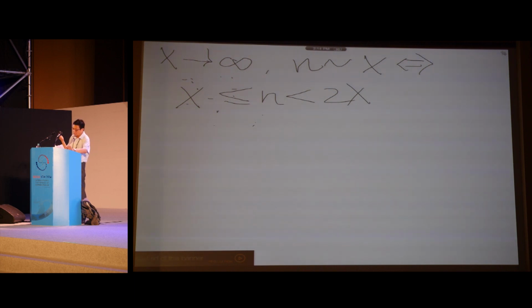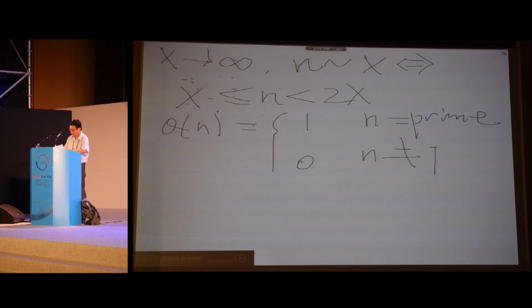Then we try to formulate the problem, and this will become evaluating and estimating certain sums. Then how can we do that? We introduce the characteristic function of the primes, theta(n). It is equal to 1 if n is a prime. Otherwise, it is equal to 0 if n is not a prime.